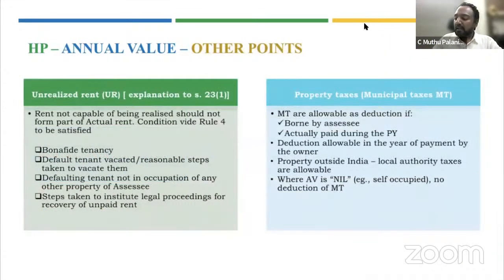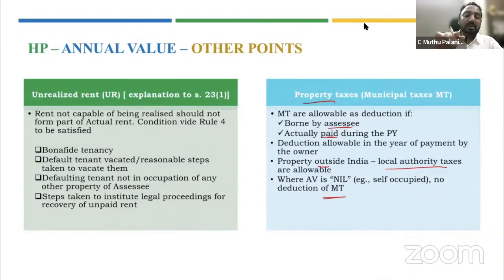And as far as your property taxes, as we said, municipal taxes will be allowed as deduction, provided it is borne by the assessee. If the tenant is bearing the municipal taxes, it is not allowed. So the owner has to bear the municipal taxes to claim it, and it must be actually paid. So payable is not allowed. Whatever is paid is allowed. Even for property outside India you can claim local authority taxes. So foreign municipal taxes are also allowed. If a question talks about a property in England where you are paying taxes in England, for that also you can consider. And wherever annual value is nil, you are not allowed to deduct municipal taxes for a very simple reason. Net annual value cannot be negative. So that's what it is about.